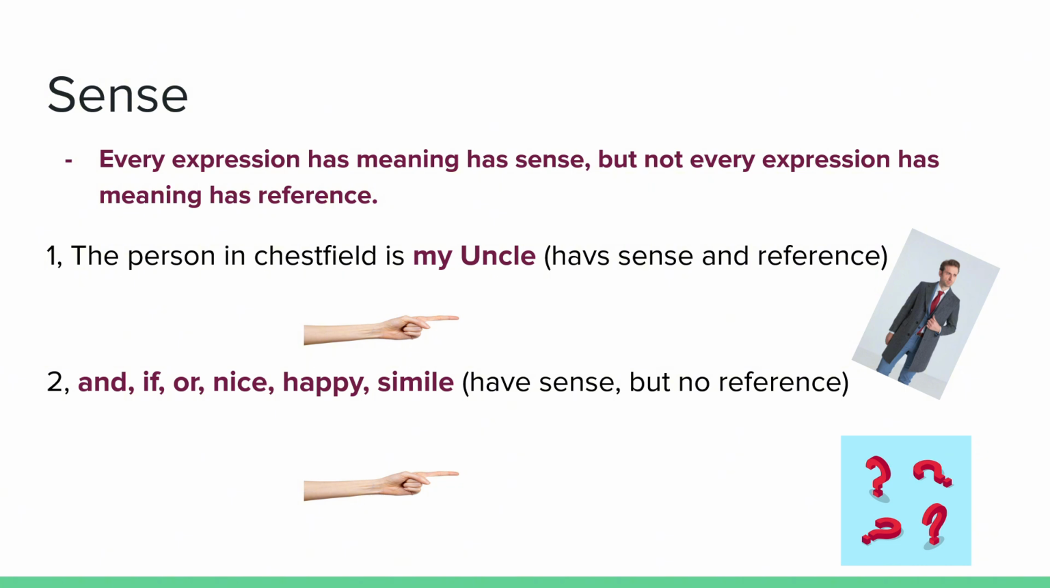In the second example, those words are like and, if, or, nice, happy, smile. Those words have meaning. That is, they all have sense. But they don't have reference. They don't have real objects that they can refer to in the world.